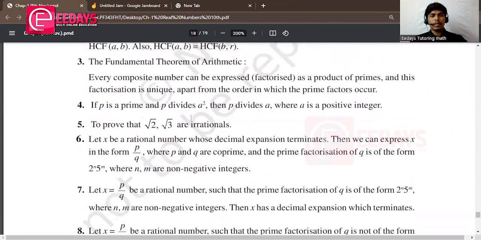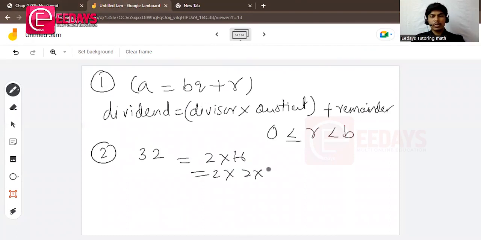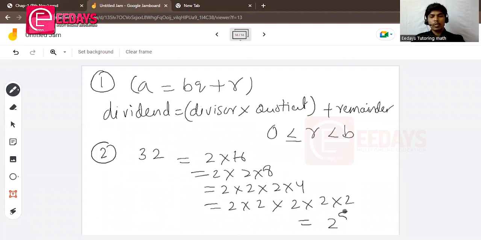And the fundamental theorem of arithmetic. So we just write in terms of prime factorization. Let's take 32. We just write it as a product of primes, that is 2 into 16, and 16 we can write as 2 into 8, and 8 we can write as 2 into 4. So 2 into 2 into 2 into 2 into 2, finally we can write 2 power 5.